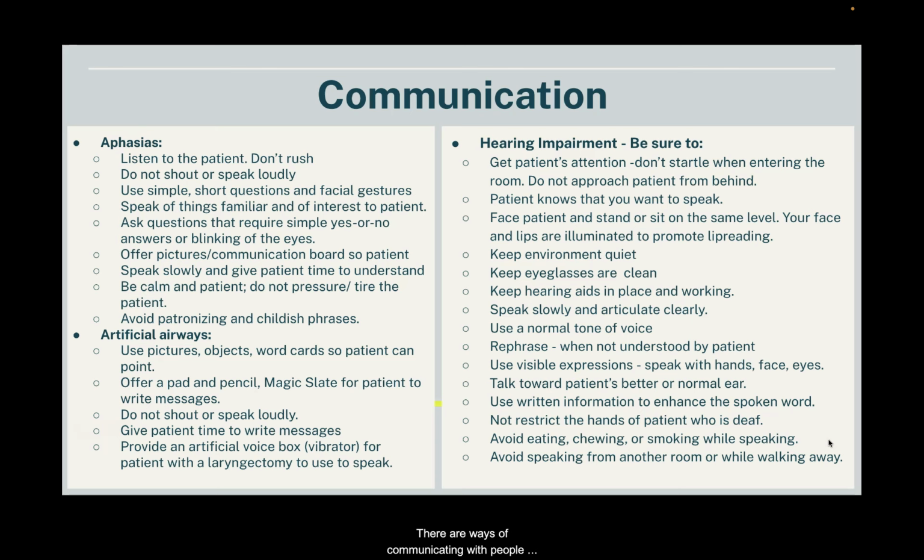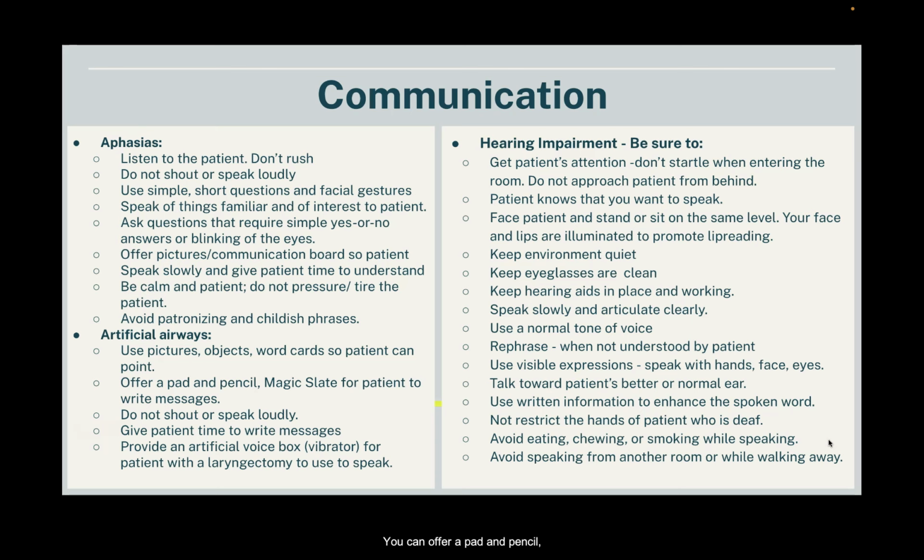There are ways of communicating with people with aphasias, right? Offer pictures and communication boards. So if the patient can point to the pictures when they can't speak it out, that helps. And then speak slowly, give them time to understand and respond. Be calm and patient. Don't pressure and tire the patient. Avoid patronizing and using childish phrases with patients, right? That's disrespectful. For patients with artificial airways, we can use pictures, objects, and word cards, so the patient can point.